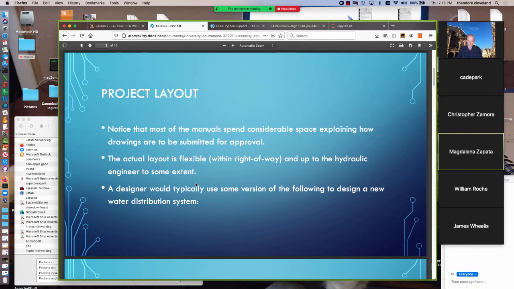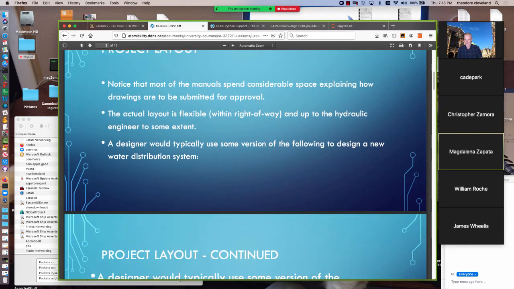The actual layout has some flexibility within the right-of-ways that you have permits to use. And so that's up, to some extent, to the hydraulic engineer. And there's where the creativity comes in, is how to use the right-of-way you have to provide the service to the owner that you want and make a profit and produce a good design. So a designer would typically use some version of the following to design a new water system.